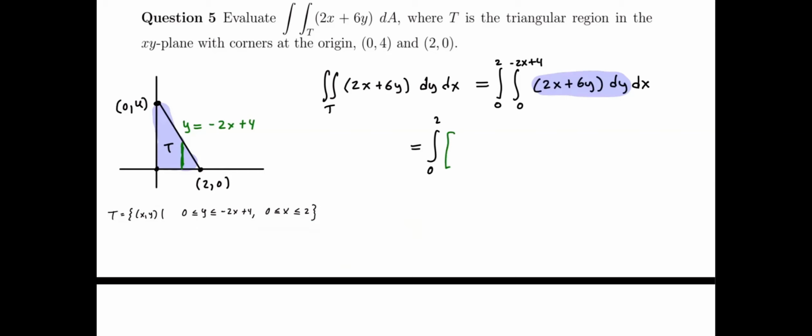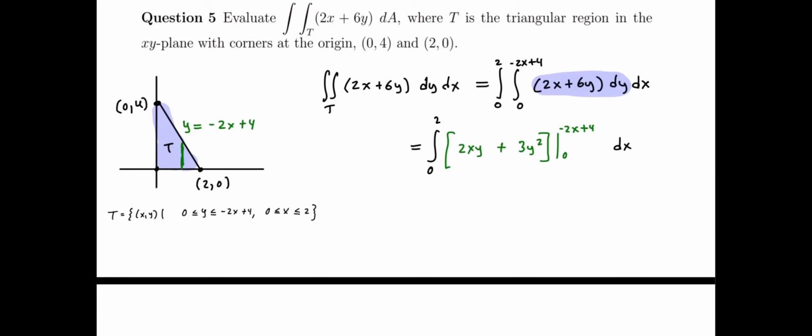Okay, here you go. So if I integrate 2x with respect to y, there'll be 2xy. If I integrate 6y with respect to y, I'm going to get 3y squared. And then we're going to evaluate this from 0 to negative 2x plus 4. Then we integrate that with respect to x. Maybe I will put this in a different color, just like this.